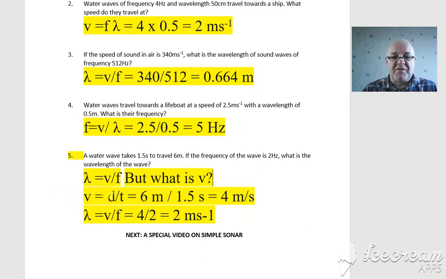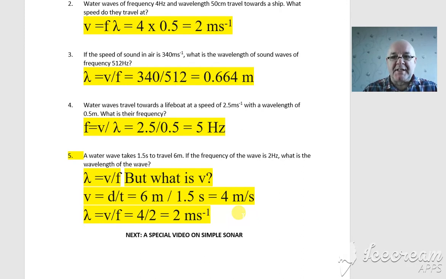So we're going to use v as distance over time, just the same as before. It's going to be 6 meters divided by 1.5 seconds, and that gives 4 meters per second. Now we've got v, so now we can work out lambda. Lambda is v over f, which is going to be 4 over 2, which is 2 meters. And again, just for completeness, I'll bring that up there, just to make it nice and good for you folks.